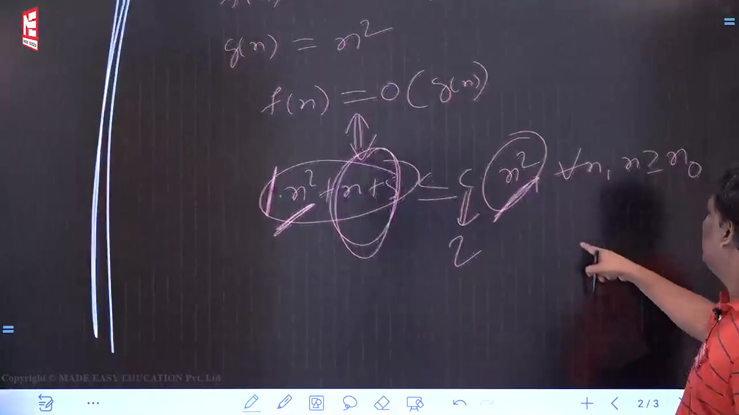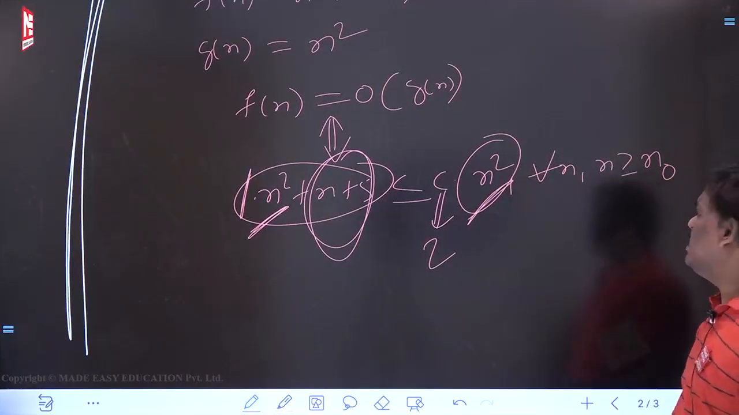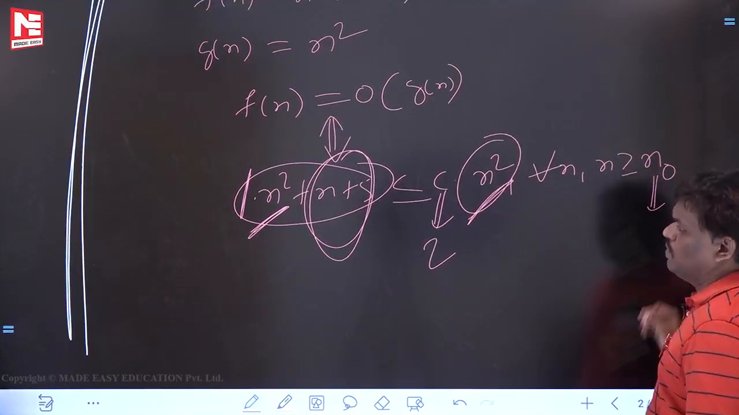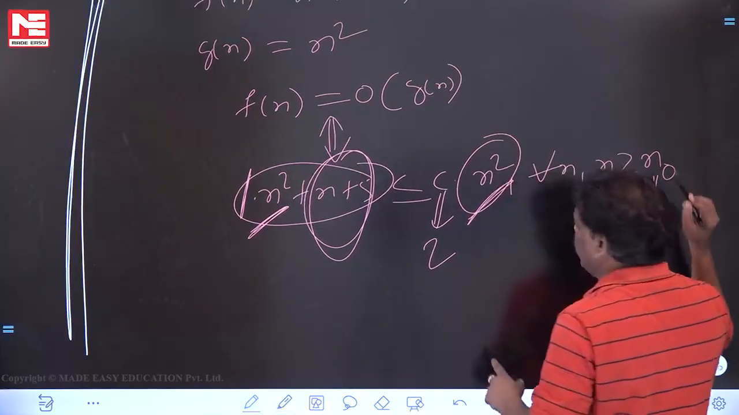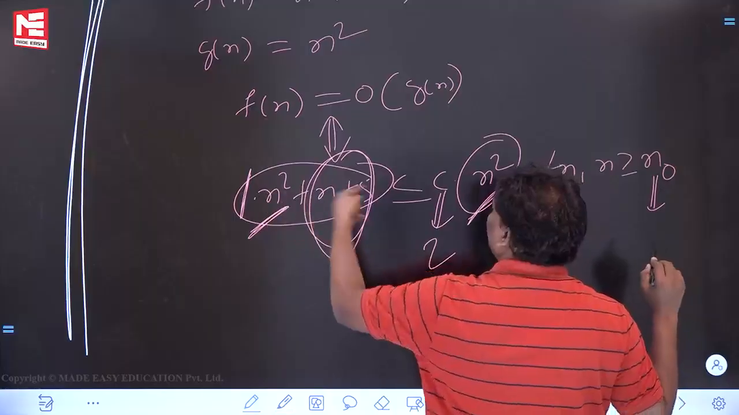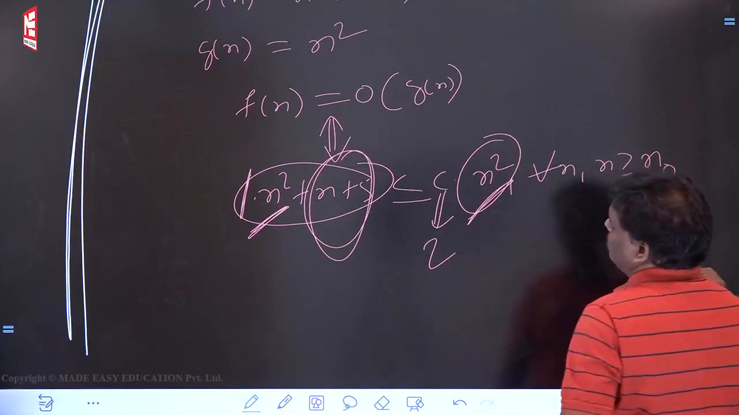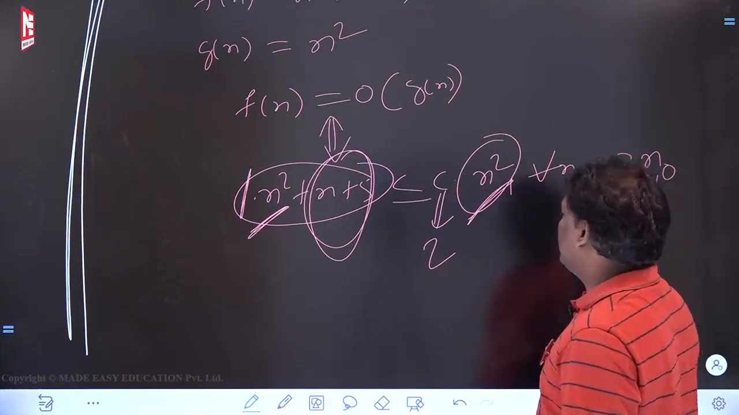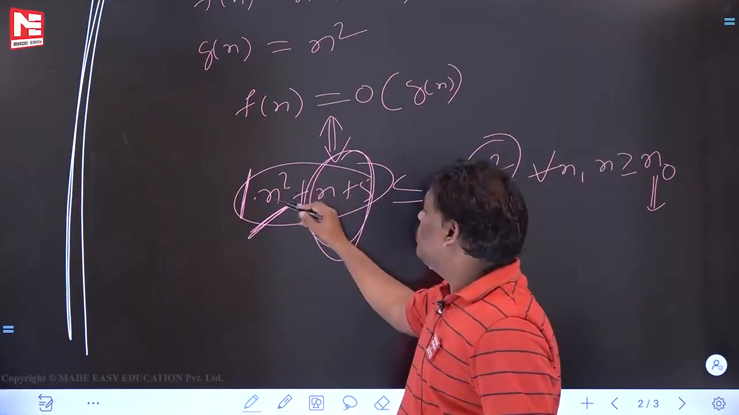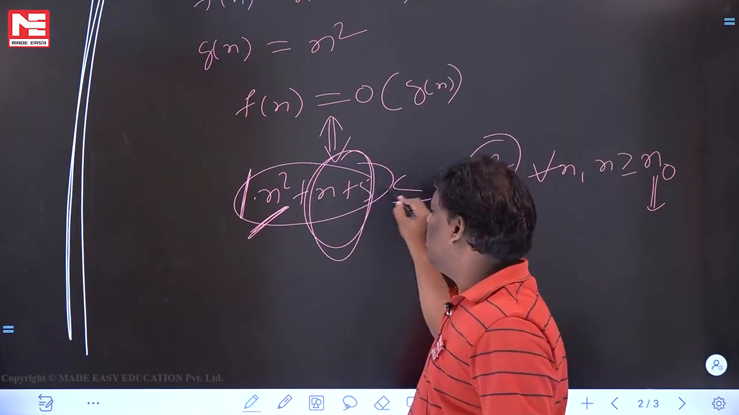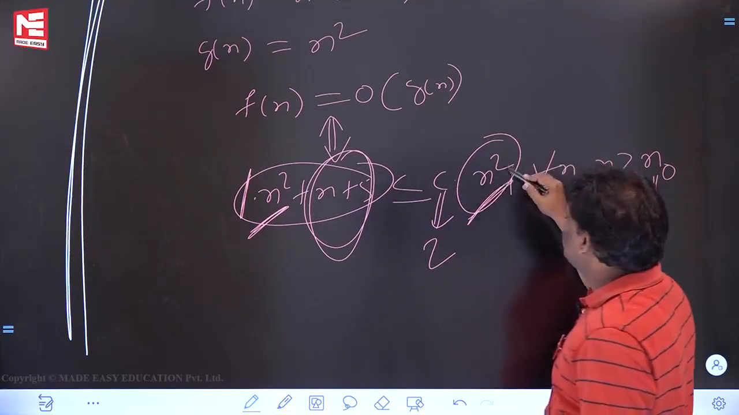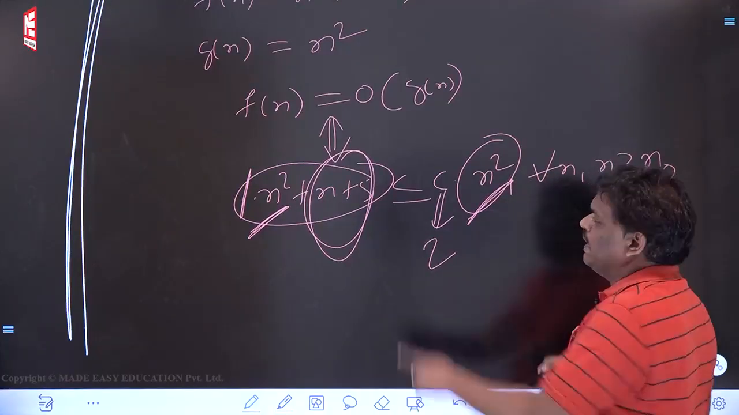Based on that, you can find the N0 value also. Can you help me from where I will start? 1 onwards. Can you say N value 1? What is the answer? 7. This is only 2. Next one, N value 2. What is the answer? 4 plus 2, 6 plus 5, 11. This one, 2 square 4, 4 to 8. It is 11, it is 8.